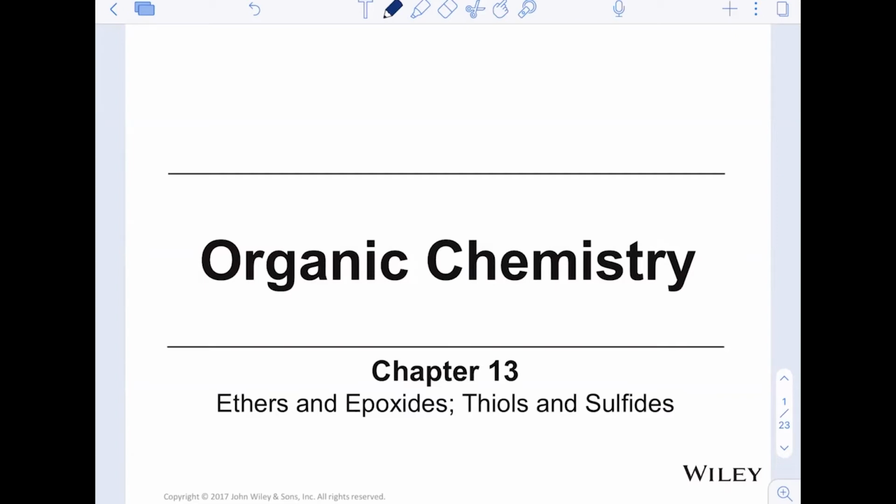Ethers are going to be extremely similar to alcohols. And so we're only going to see what happens with ethers in preparation and then also with reactions with acids.